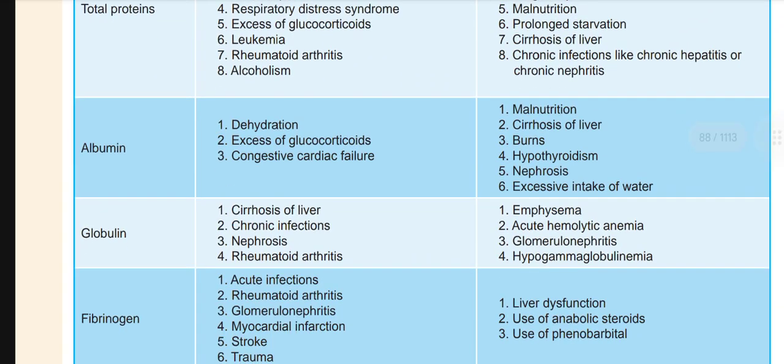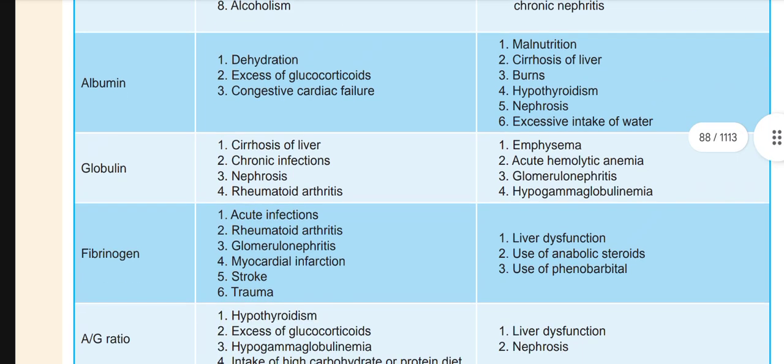When the albumin is increased, it is in case of dehydration, excessive glucocorticoid, congestive cardiac failure. When albumin decreases, it is in malnutrition, liver cirrhosis, burn, hypothyroidism, nephrosis, excessive intake of water. When the globulin is increased, it is in cirrhosis of liver, chronic infection, nephrosis, rheumatoid arthritis, and when it decreases, it is in emphysema, acute hemolytic anemia, glomerulonephritis, and hypogammaglobulinemia.